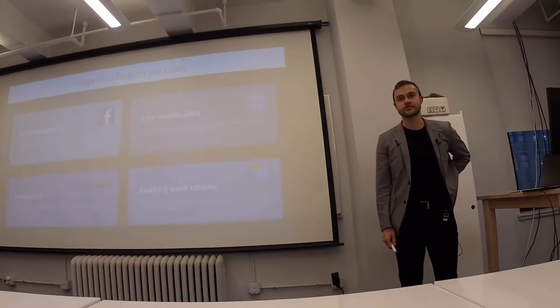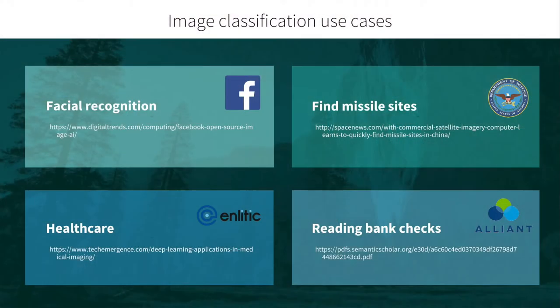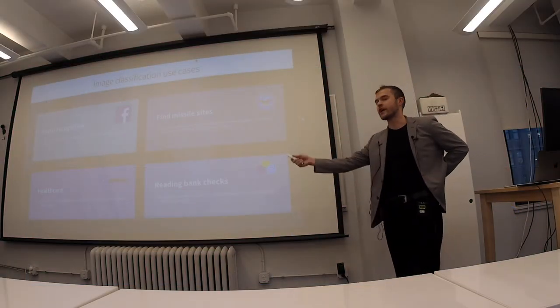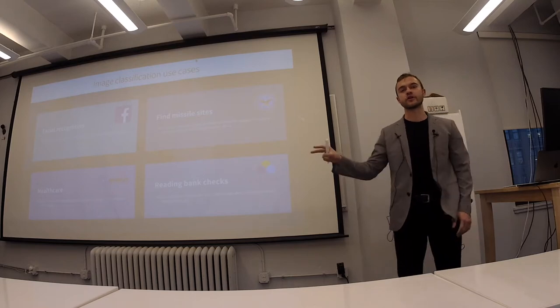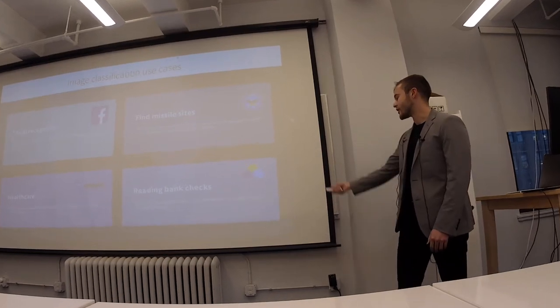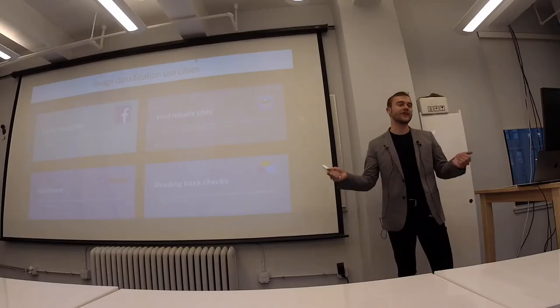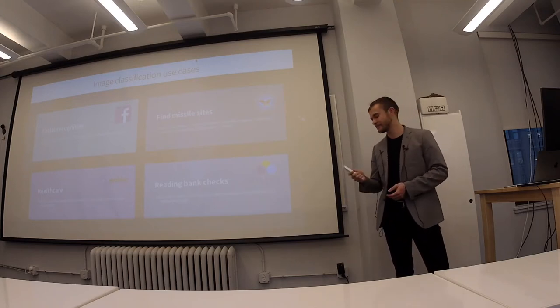Okay, image classification. There are a lot of different use cases across a number of different industries these days for image classification. Facebook uses image classification to find people's faces in profile pictures. The Department of Defense uses image classification on satellite imagery data to try and find offshore missile sites. A lot of different healthcare startups use image classification to find tumors in CAT scans. And there are also some companies that read bank checks. So all y'all have messy handwriting. Someone needs to figure out what's an 8 and what's a 0 on the checks that you write. And image classification is how all these companies do these things.